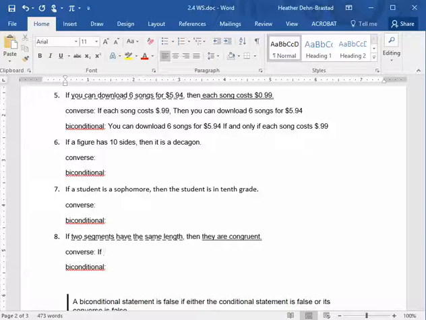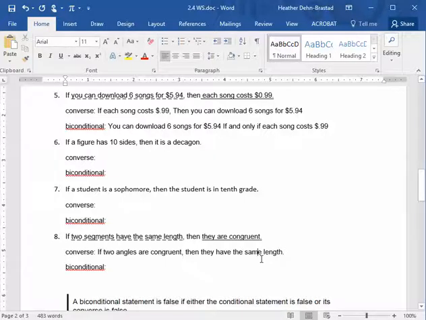I don't want to start with they. That's a pronoun. We need to start with what word they is. So if 2 angles are congruent, that's our conclusion. Then, I need the then, they have the same length. So I did switch the 2 segments and the they around because that way our sentence makes more sense. They have the same length. Okay? Now I need to write the biconditional.